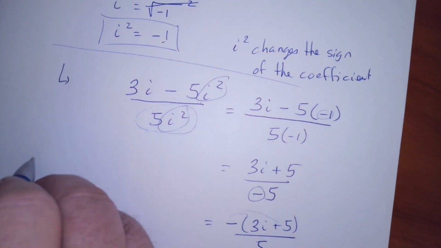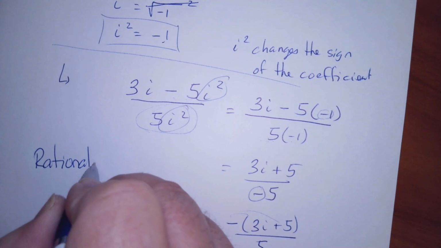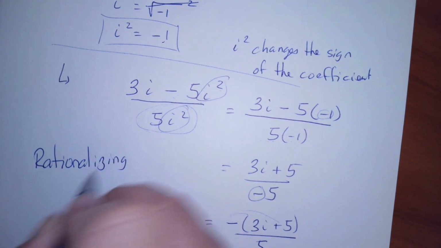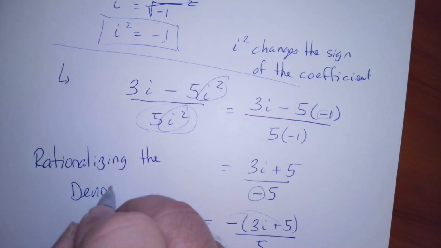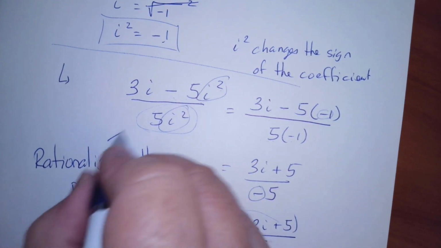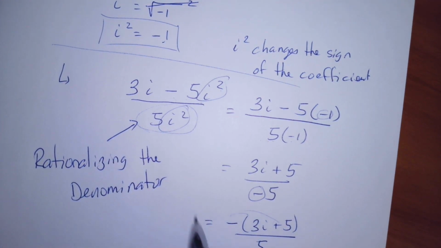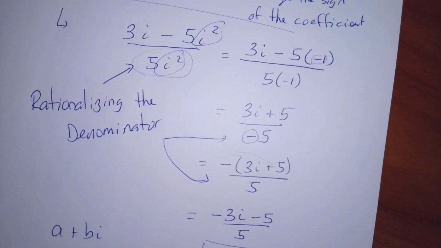This is called rationalizing the denominator. We're going from an i to a non-i term. It's called rationalizing the denominator.